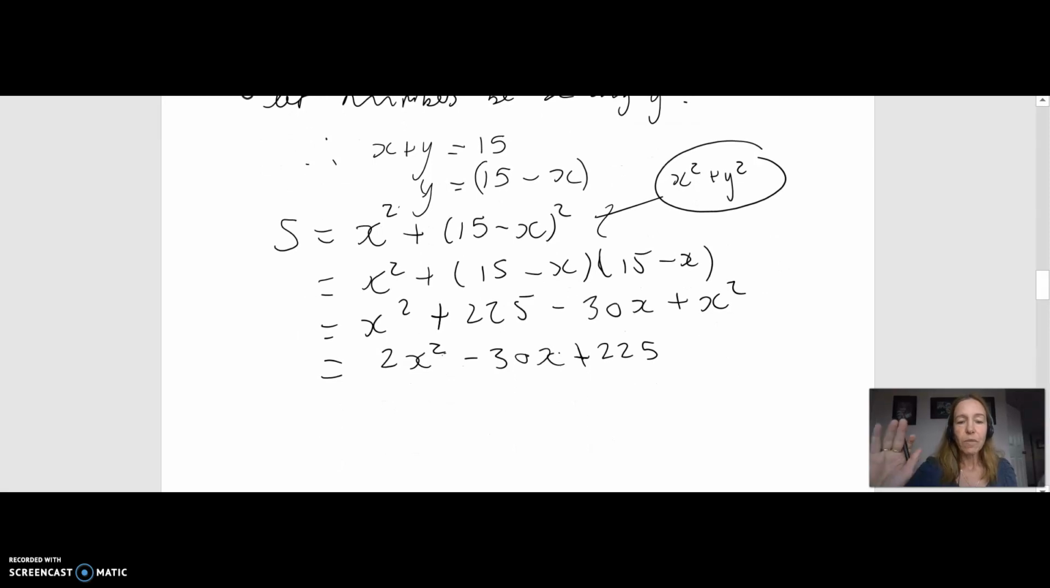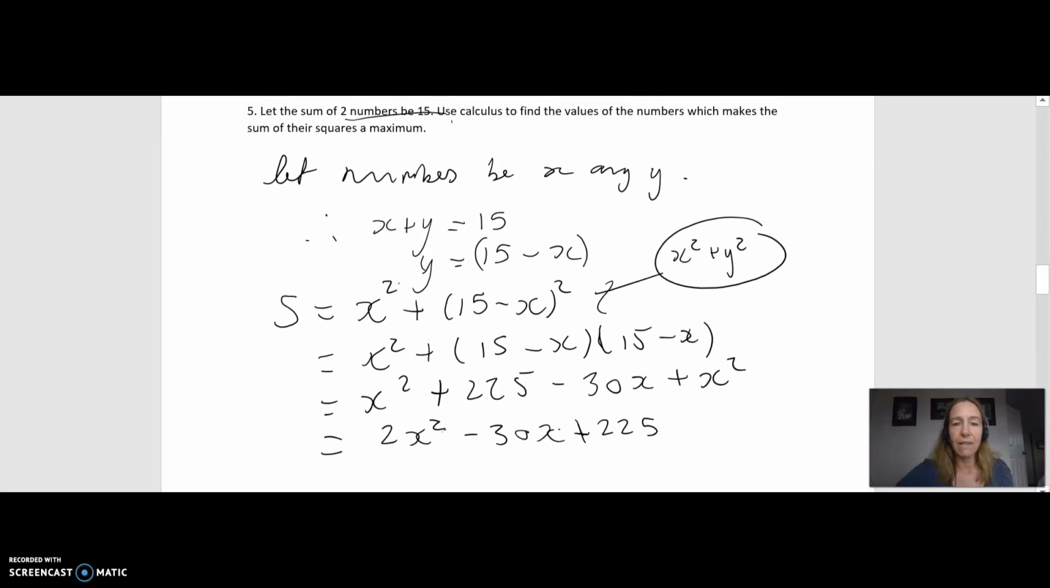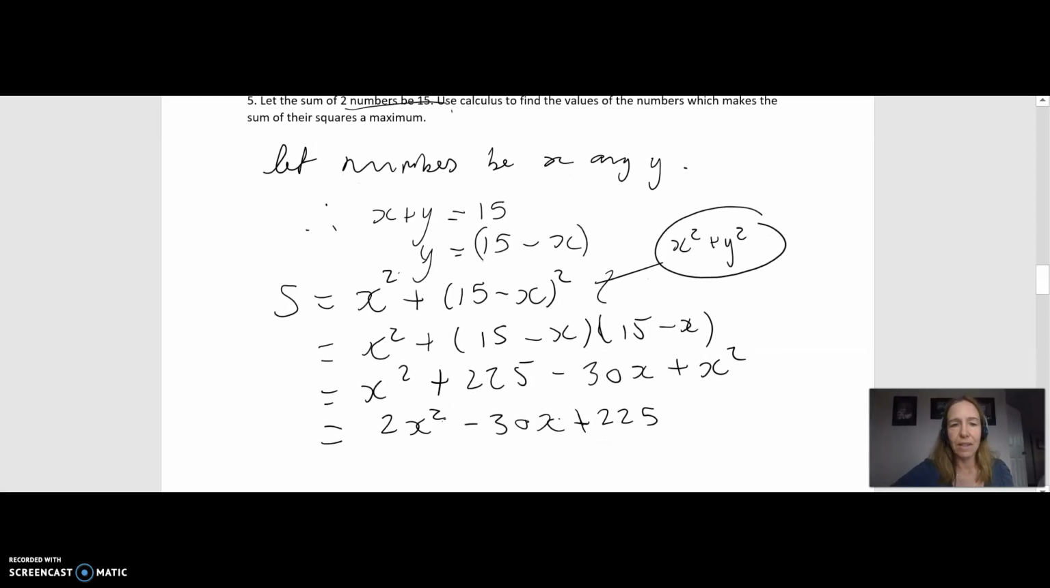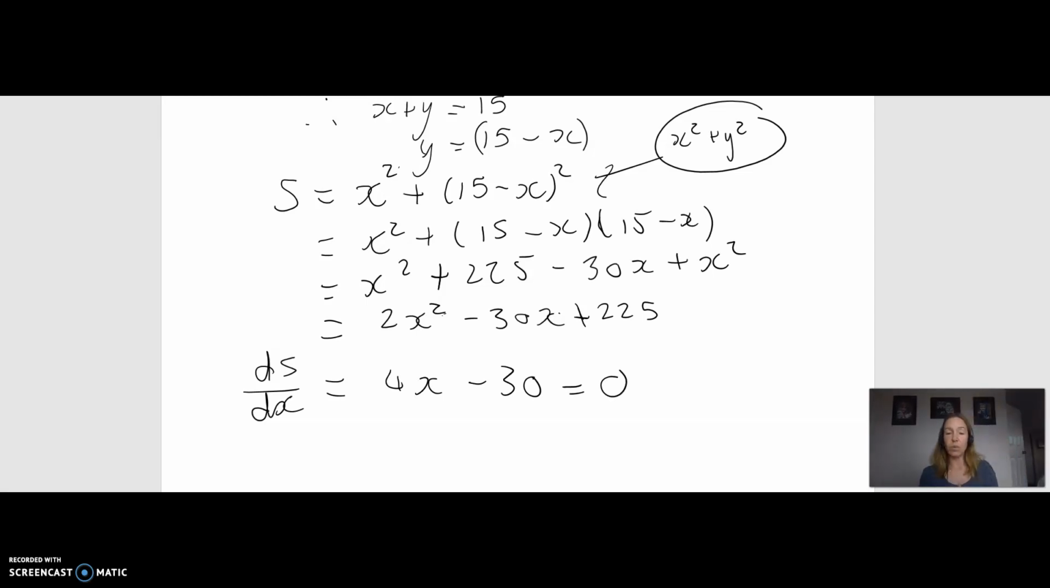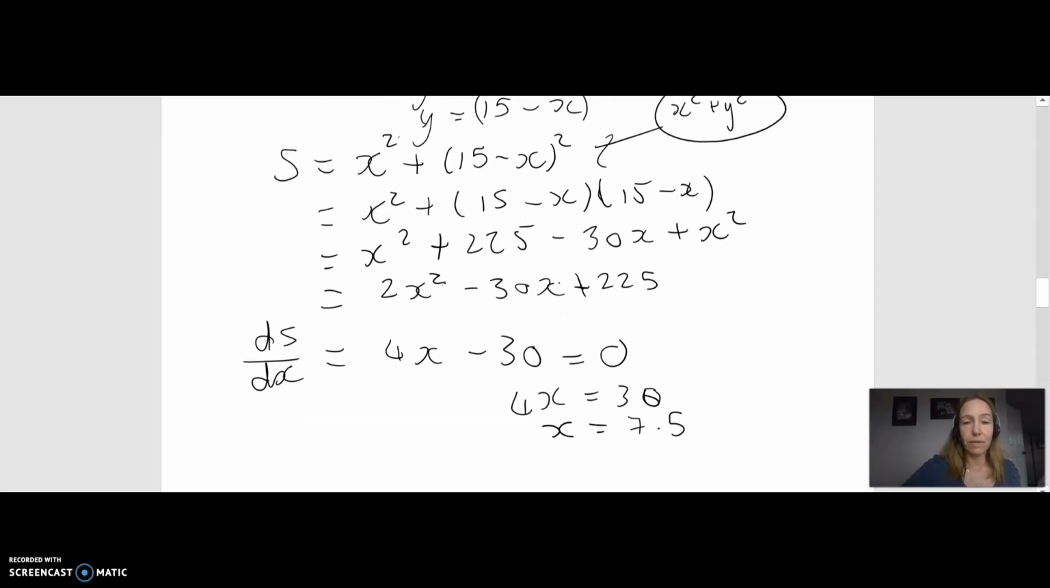Okay, so the question said find the values which maximize, so we wanted to maximize the sum. So the change in s with respect to x is equal to 4x minus 30, and we are going to let that equal 0 to find the maximum. So 4x equals 30, and 30 divided by 4 is 7.5. Okay, so x is 7.5.